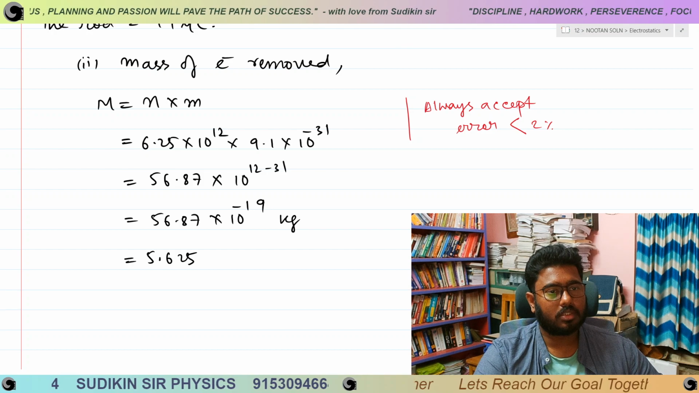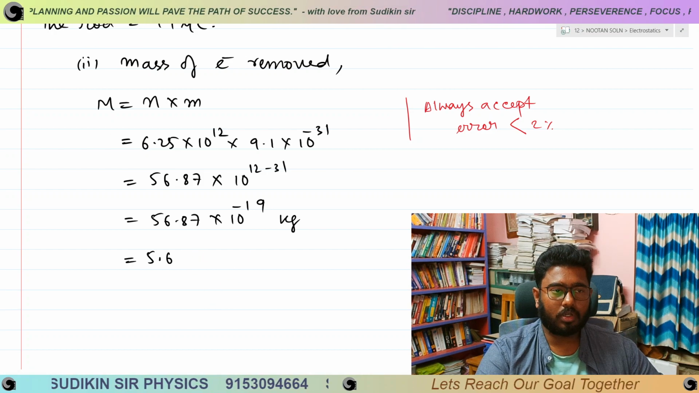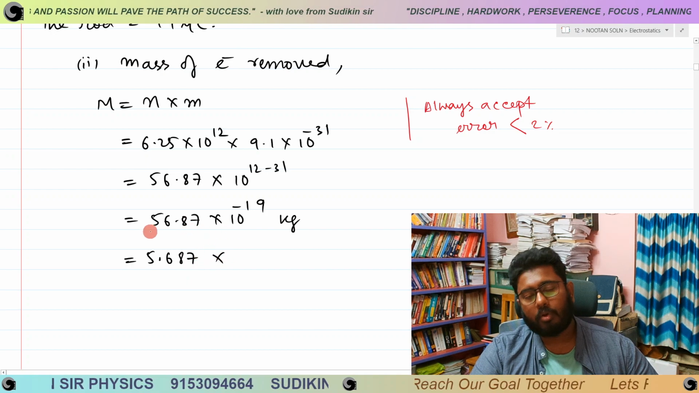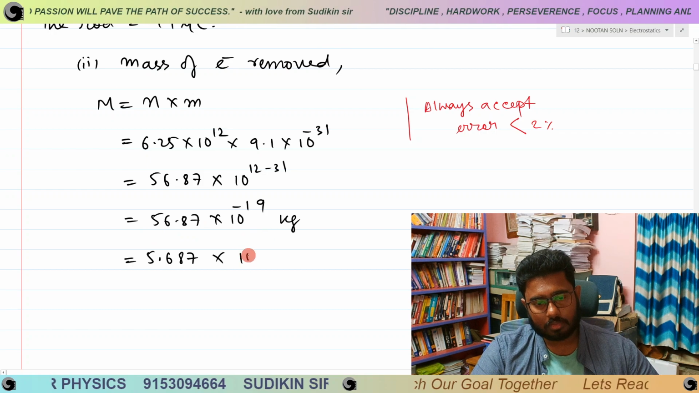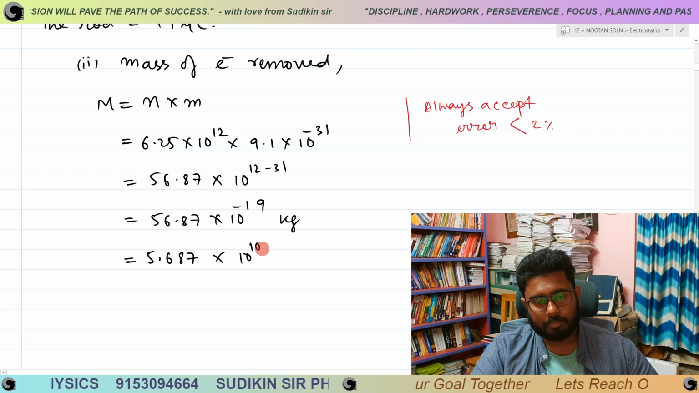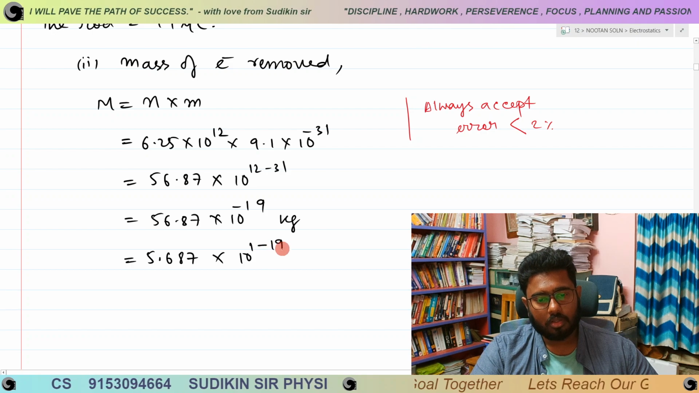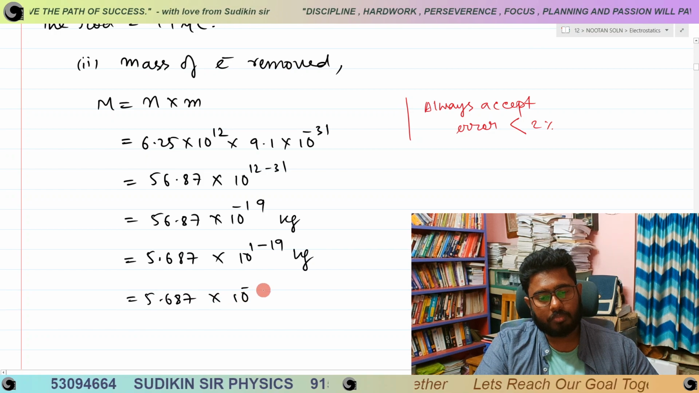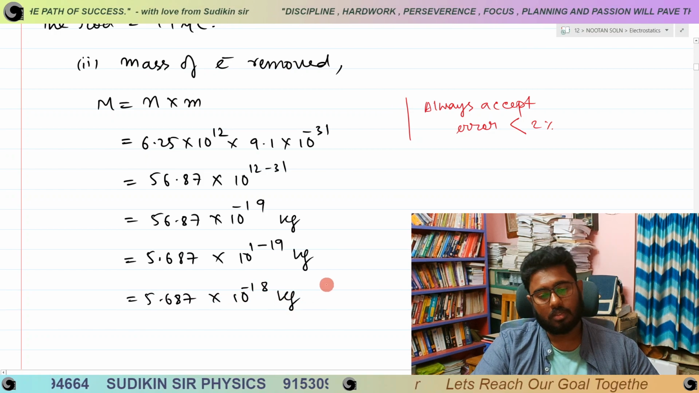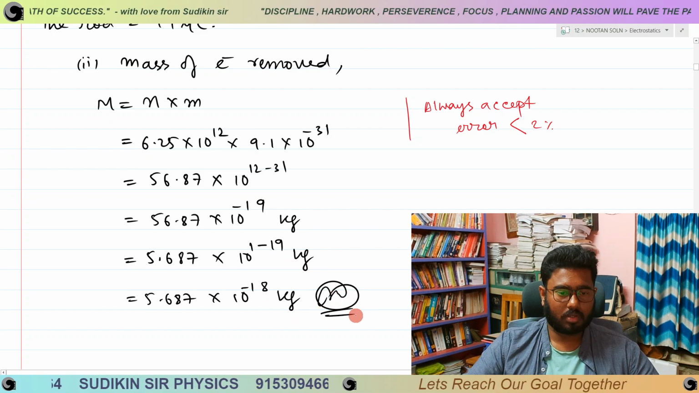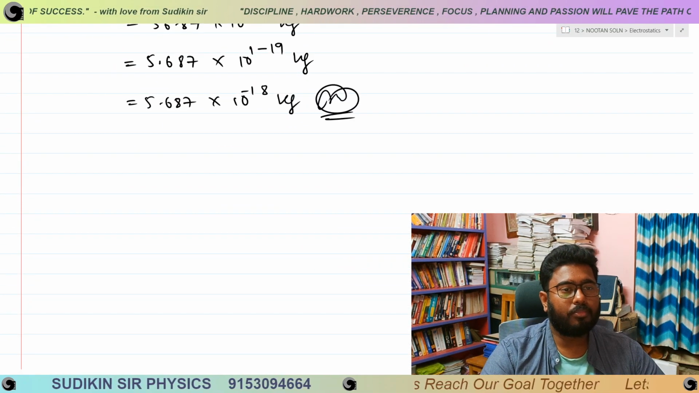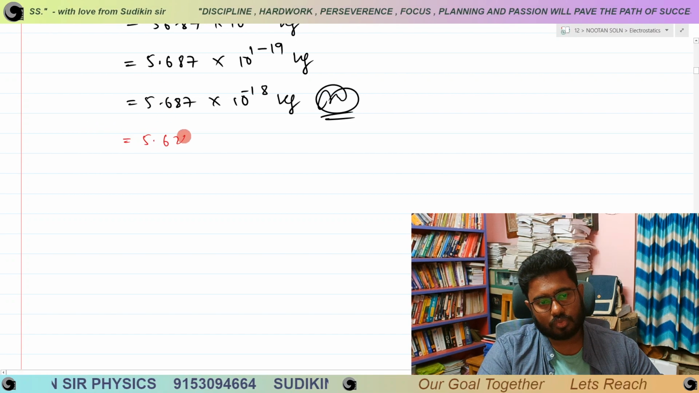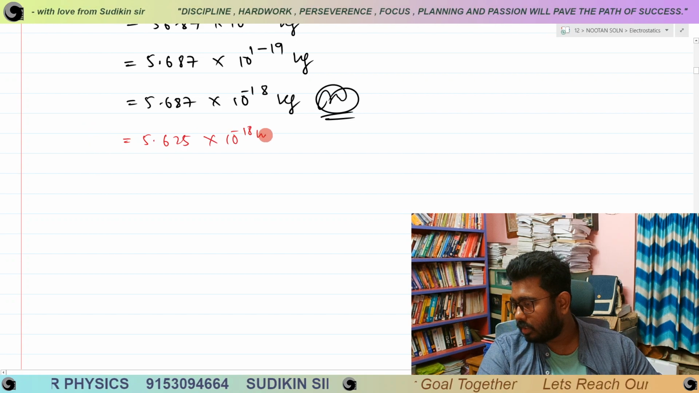So this will be the answer, whatever it will come, I'll write that only: 5.687 into 10 to the power minus 19 kg. I have shifted the point forward, so that will get multiplied by 10, that means 10 to the power minus 18 kg. So it will become 5.687 into 10 to the power minus 18 kg. This is your answer. In the book they have written it as 5.625 into 10 to the power minus 18 kg.